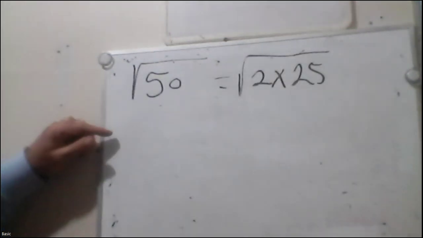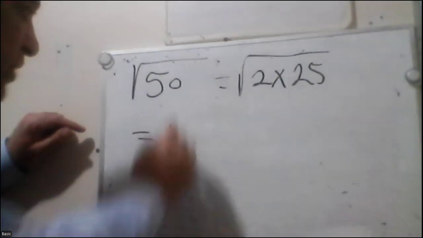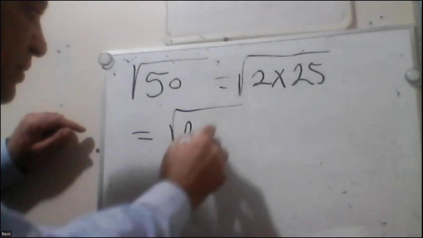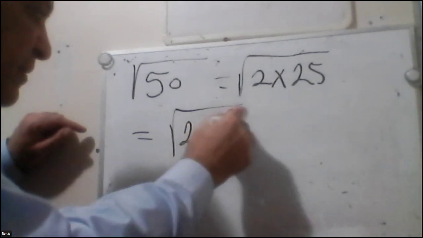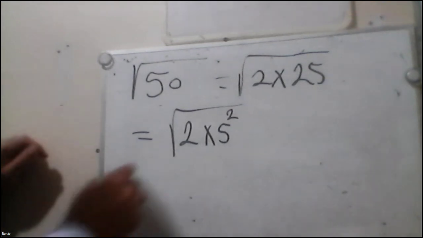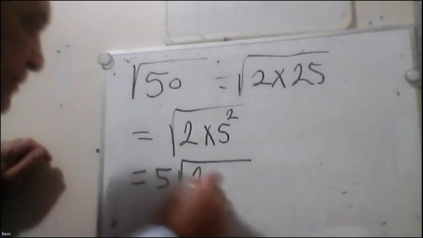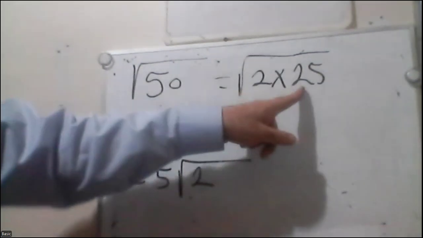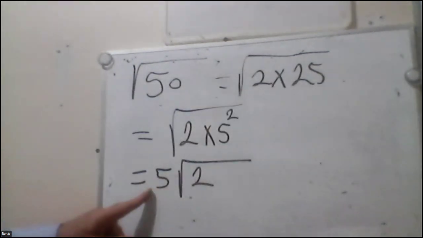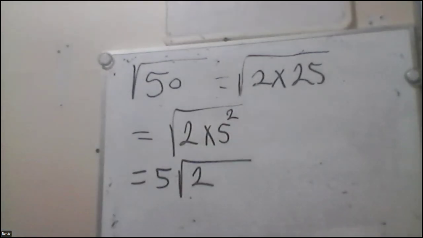This is under the root. That will equal the root of 2 multiplied by 5 power 2. This is under the root. That will equal 5 root 2, because the square root of 25 is 5. So I will take the 5 out, and the 2 is still inside here.